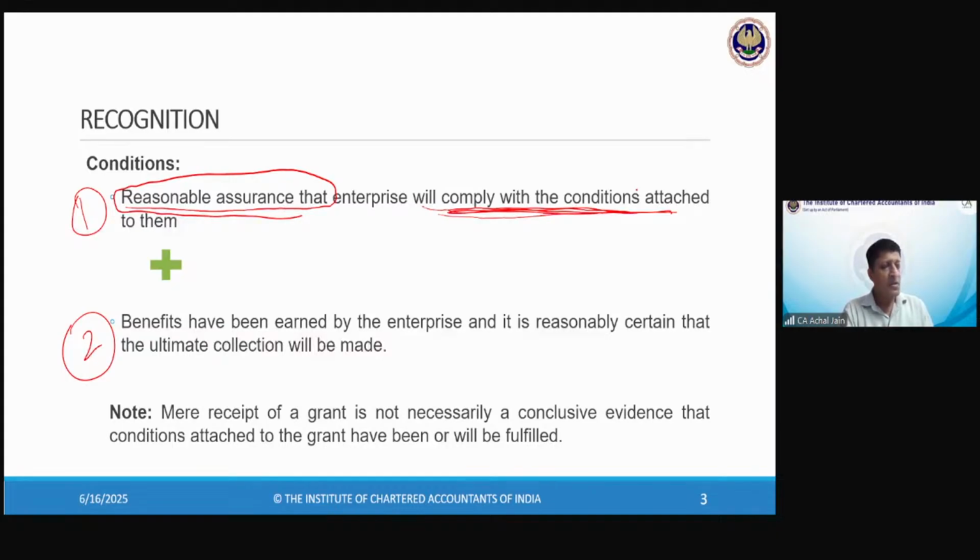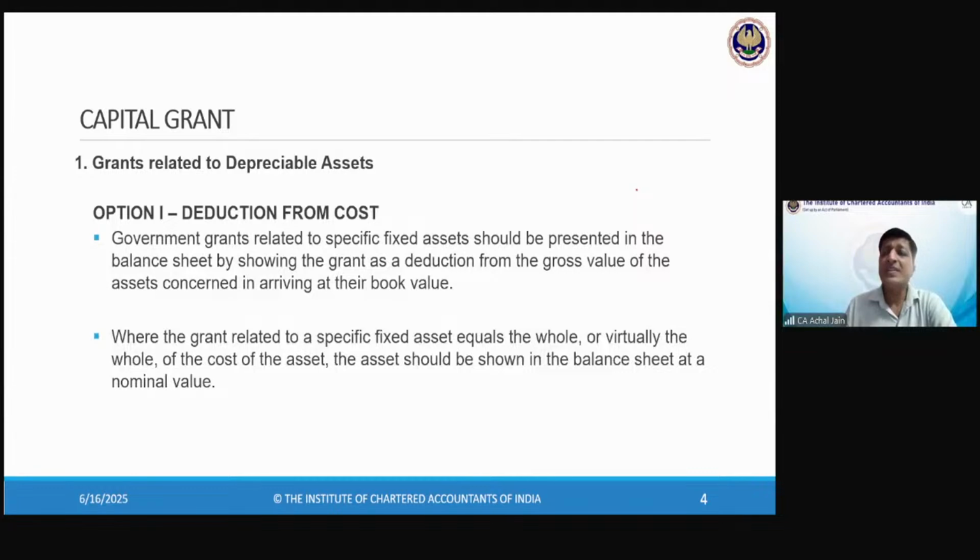Now, as we discussed, grant could be of two types. One, of course, is about the money. For example, government provides some assistance. Government says, I'll give you rupees 10 lakhs, okay, subject to some conditions. Or the government may provide land at a very nominal value. Yes or no?